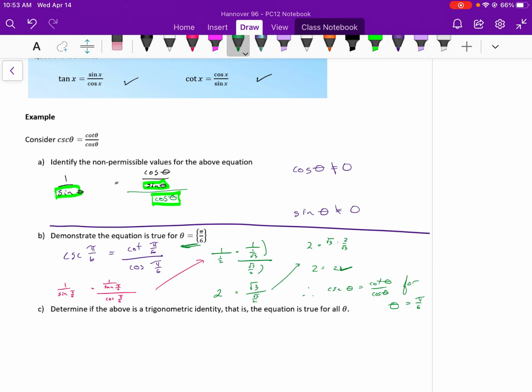And by the way, if you can think of an example where this identity, or this candidate, is not true, just one angle, then it is not an identity. It's not true for all angles. But regardless, let us start off with our identity.